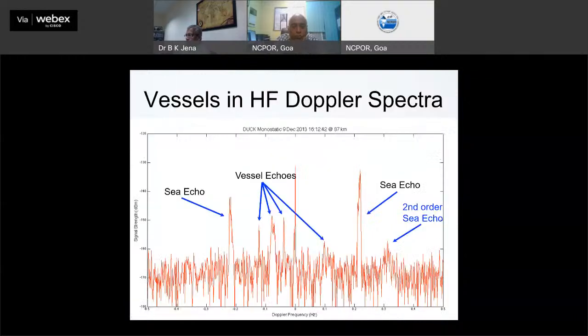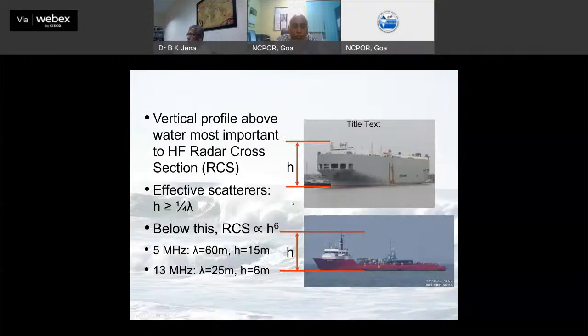And one more application I want to put in here is recent and is going on: how to detect vessels or ships using HFDR Doppler spectra. So you know this Doppler spectra is a continuous spectra. The sea echo first order we were using for current and second order for the waves. But in between, some vessel echoes are coming. So using that, how to detect the different types of vessels and all. With the help of that, we are going to do a trial basis in Kalpakkam next month.